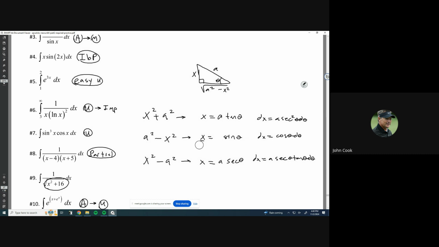The secant one is going to be pretty easy as well. Make your little right triangle. If you divide both sides by a, you get secant is equal to x over a. Remember, secant is hypotenuse over adjacent. So the hypotenuse is x and the adjacent side is a. That means the opposite side is the square root of x squared minus a squared.